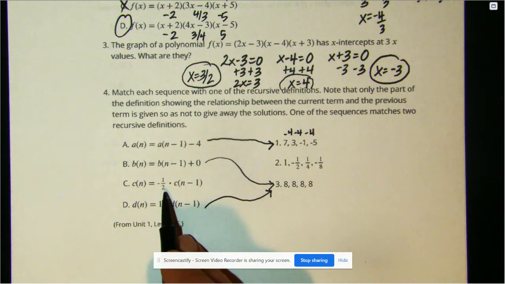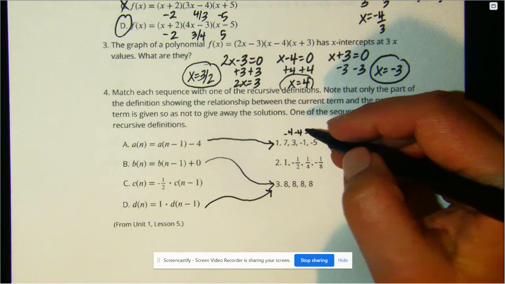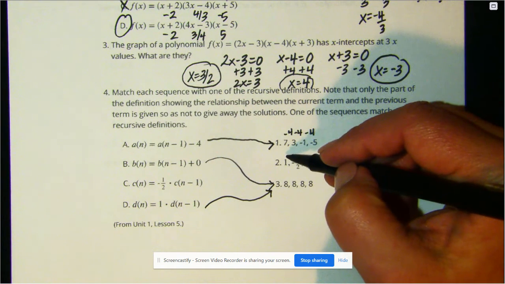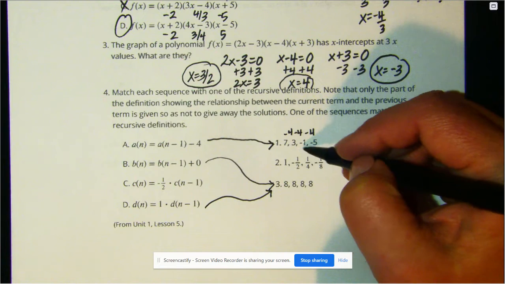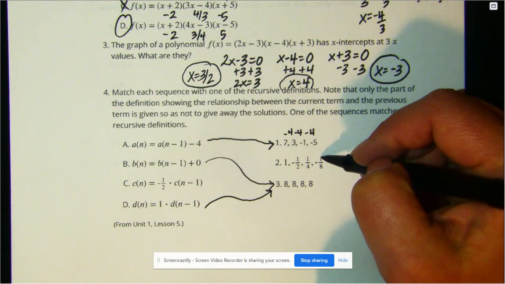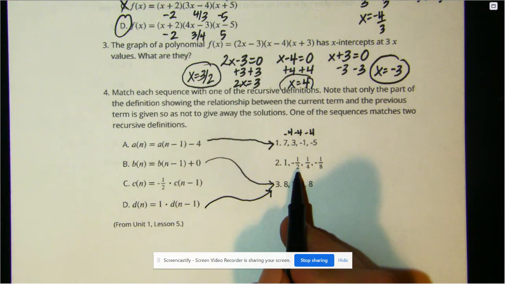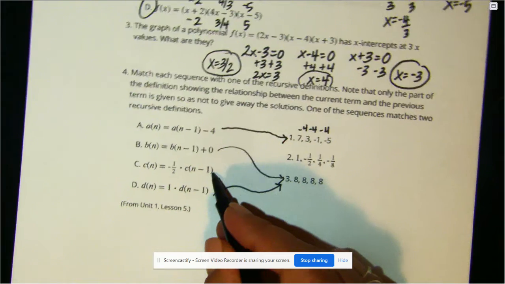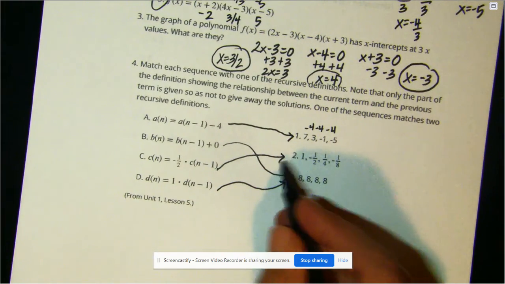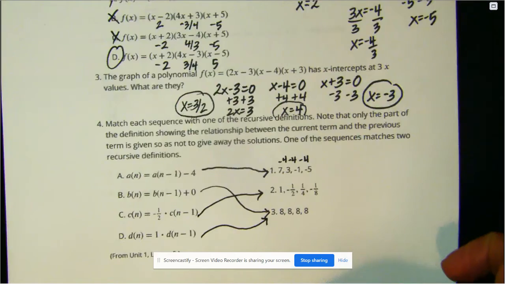And then this one, we're multiplying by -1/2. Look how the sign changes. It goes from positive to negative to positive to negative. 1 times -1/2 is -1/2. -1/2 times -1/2 is +1/4. So if the signs alternate, it means you're multiplying by a negative.